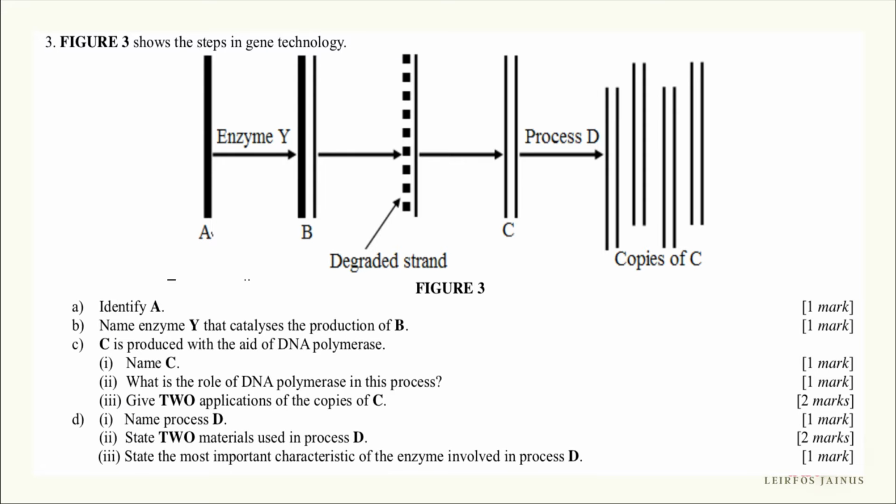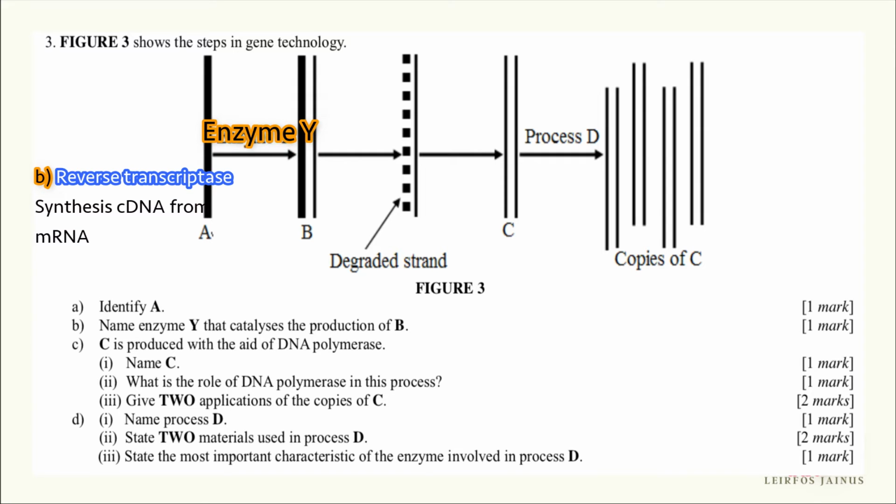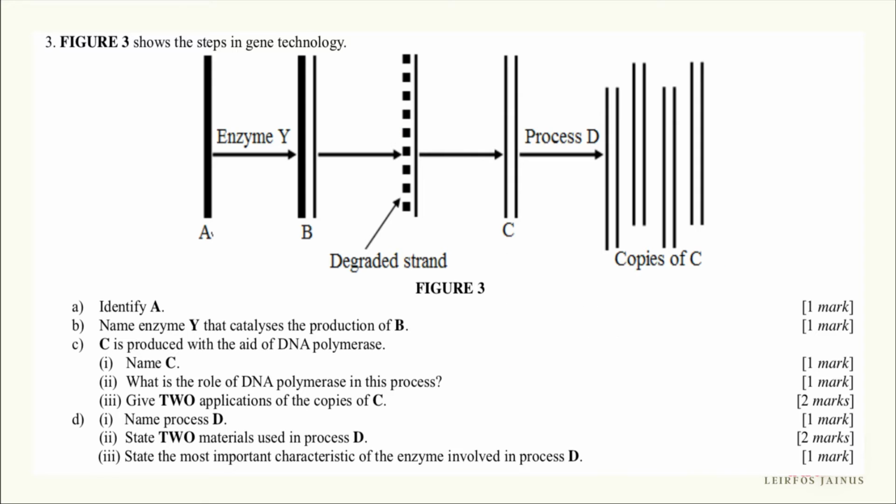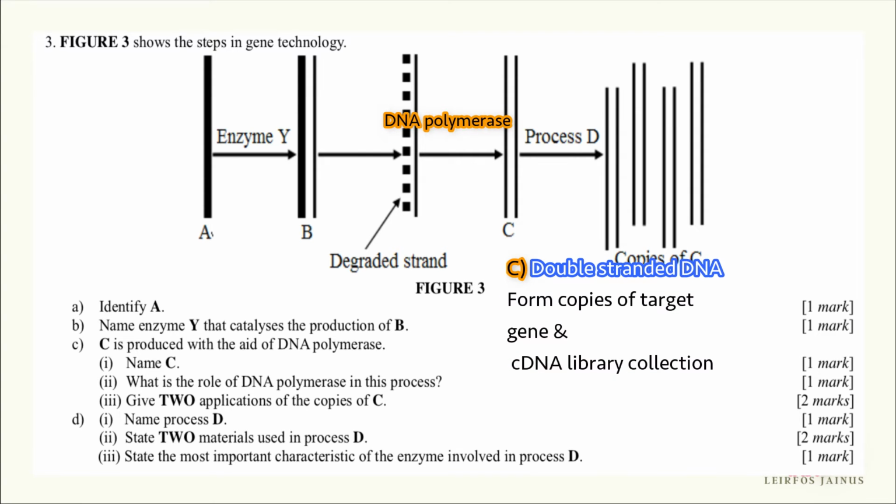Now let's answer this question. 3A. Identify A. A is mRNA, which consists of exons, that is coding sequences. And then B, the enzyme Y is reverse transcriptase to synthesize cDNA from mRNA. C is a double-stranded DNA. The DNA polymerase synthesizes the DNA strand from the single-stranded DNA. Question C. The application of cDNA. The cDNA can be used as a target gene and is useful for cDNA library collection.